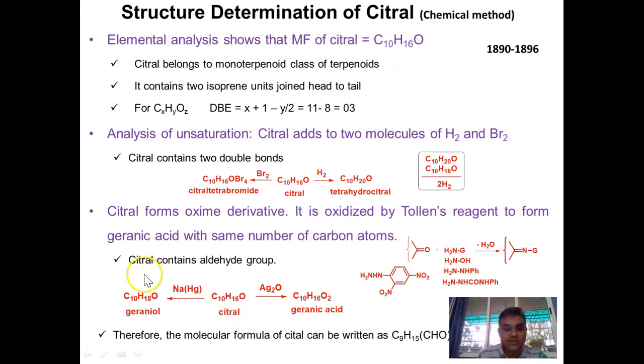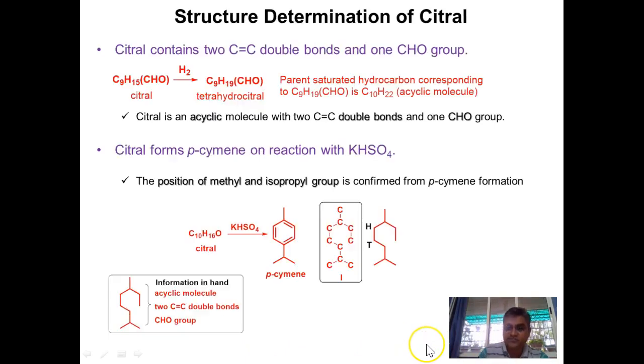Similarly, the citral molecule on reduction gives a primary alcohol called geraniol. So an aldehyde also gives a primary alcohol. Therefore, it is confirmed from these two experiments that the citral molecule contains a CHO group as one of the functional groups. So the CHO group again corresponds to another unsaturation. In this way, we have proved the nature of the 3 degrees of unsaturation, that it contains two double bonds and one aldehyde functional group. And therefore, the molecular formula of citral can be written as C9H15CHO.